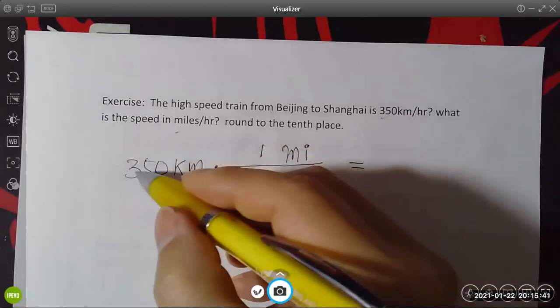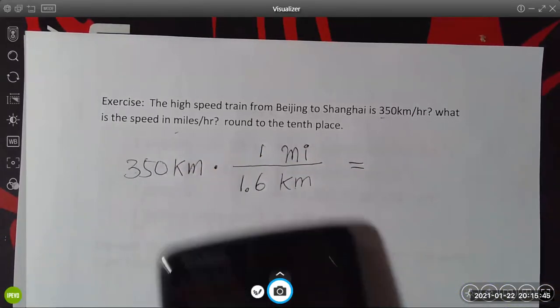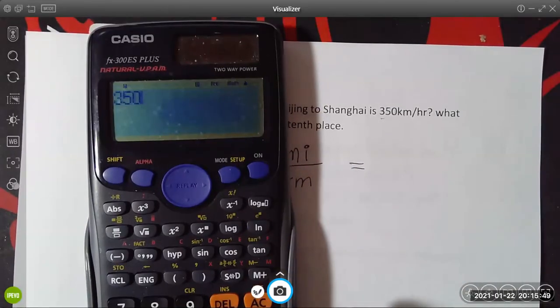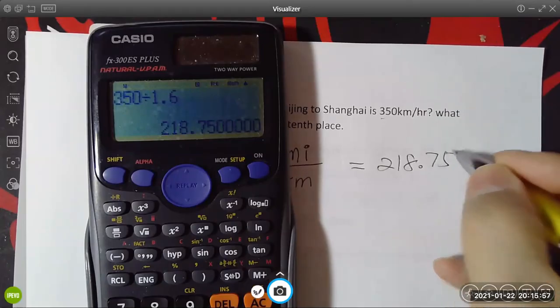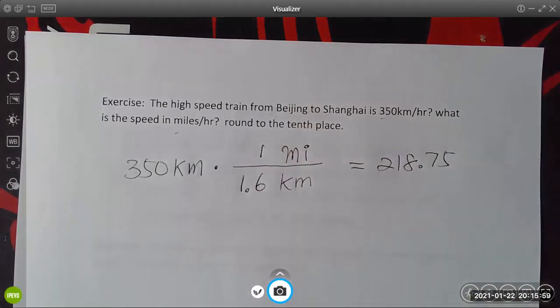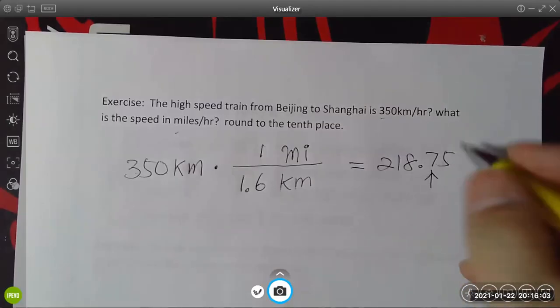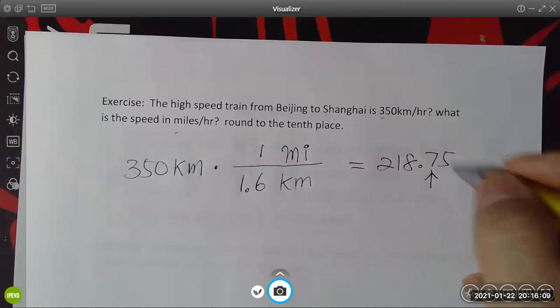So all we need is 350 times 1 divided by 1.6, and round it to the tenth place. 350 divided by 1.6 is 218.75. That's enough, because we need to round to the tenth place. We just need one more digit to the right. This is the 5, so we round it up. Anything 5 or above 5, you round it up. Anything below 5, we truncate it.